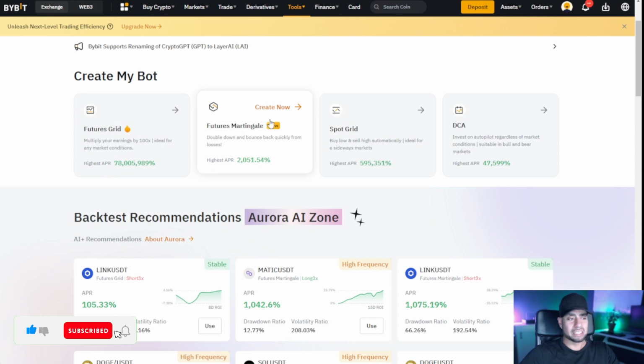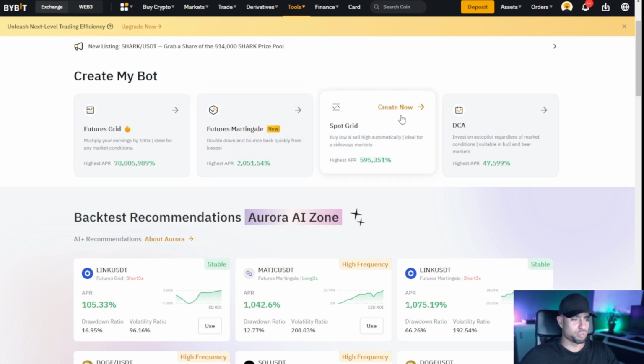Futures Martingale, this one I absolutely don't recommend for new traders. Why is that? Because Martingale is a very risky strategy. It basically doubles your entry position every time you hit a certain level in drawdown. So the more you go in drawdown, the more it adds to your position. If the market goes totally in the wrong direction, it will blow your account. So only for experienced traders.